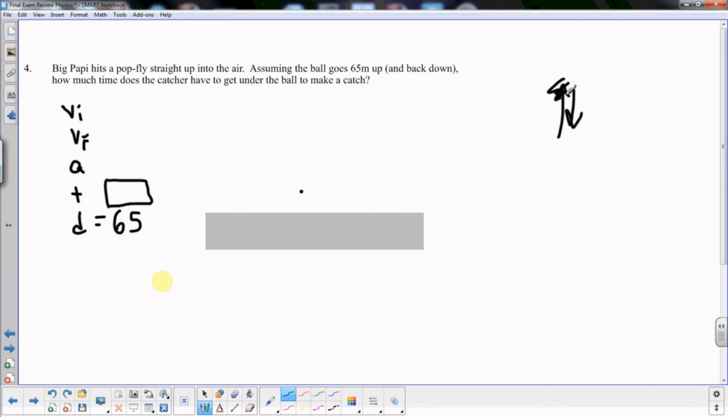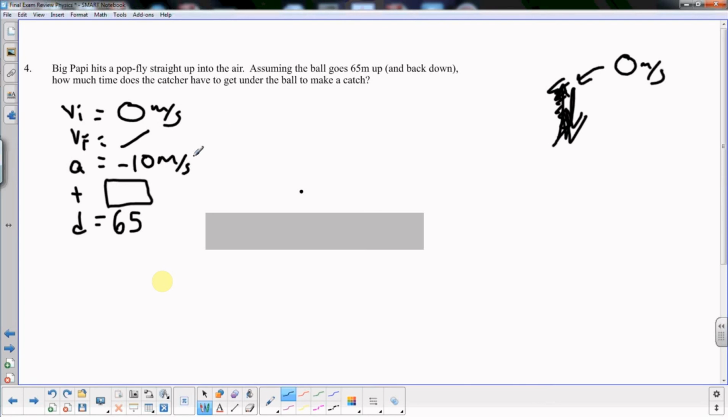And we know the initial velocity when something comes back down is 0 meters per second, which fits nicely into all of our kinematics that have 0 as a VI, or just any VI. So 0 meters per second. VF, I don't care about because we're just looking at time. The acceleration is still negative 10 meters per second squared. And what we're going to do is solve for time. So VI, A, T, and D.